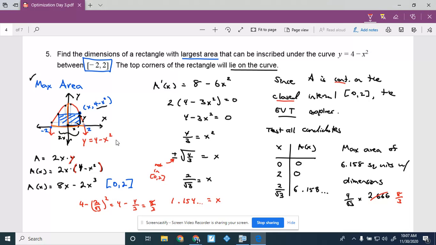All right, so pretty standard classical max area inscribed type of problem for calculus. That's one down. We got one more to go.